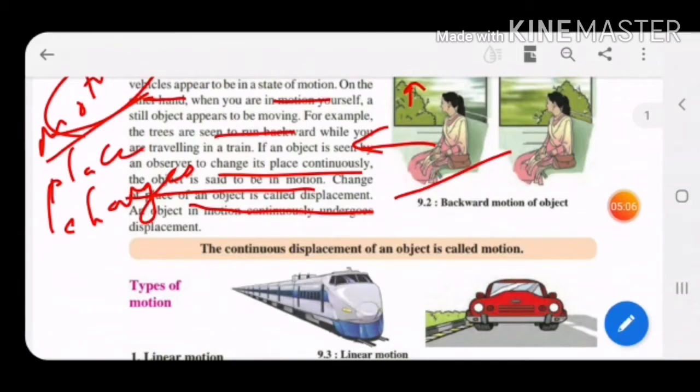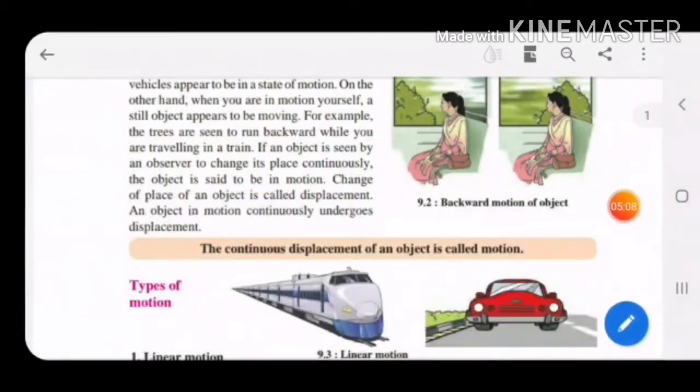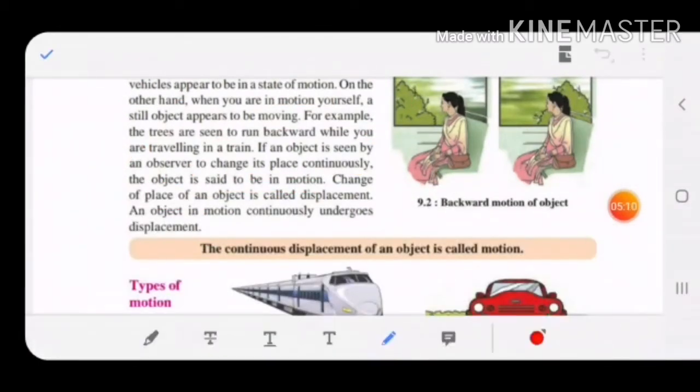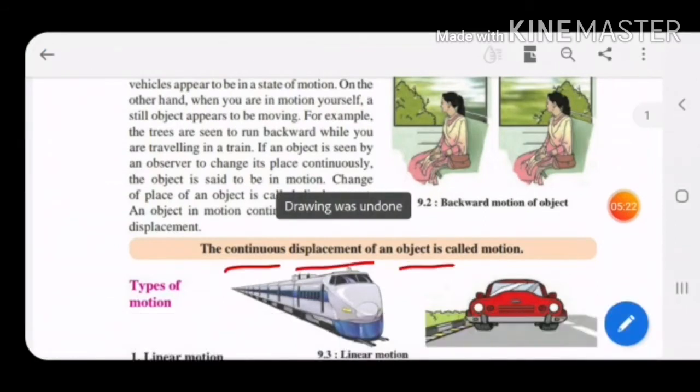So what is the definition of motion? Very important, children. Remember the definition. The continuous, what is happening? Continuous displacement. Displacement means changing the place of that object from one place to another. That is called motion. Now children, let us study the types of motion.